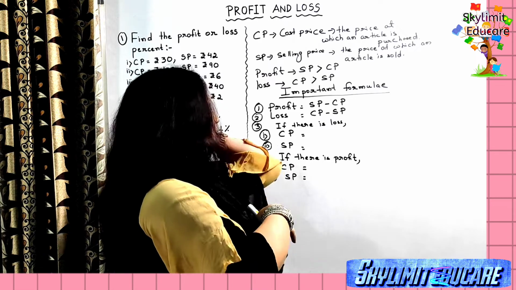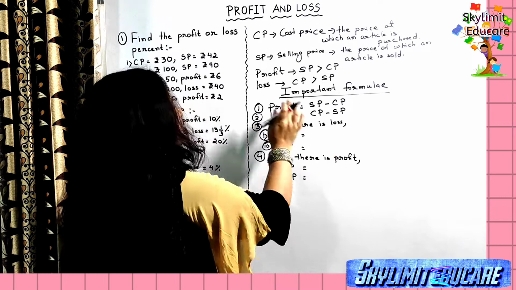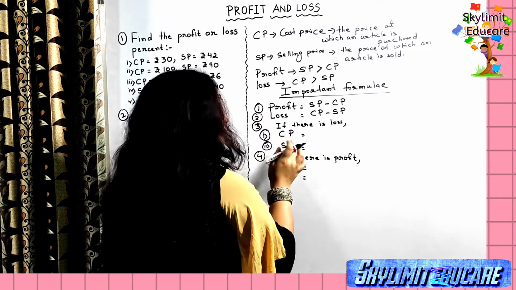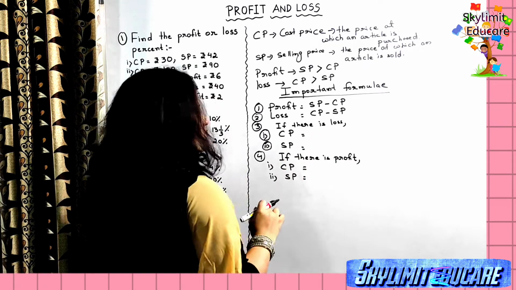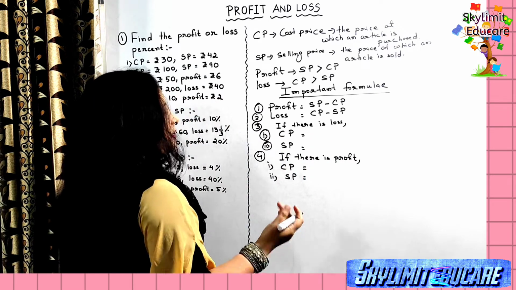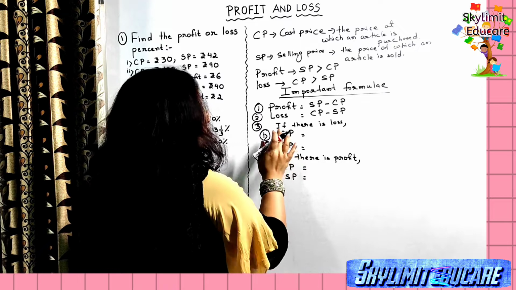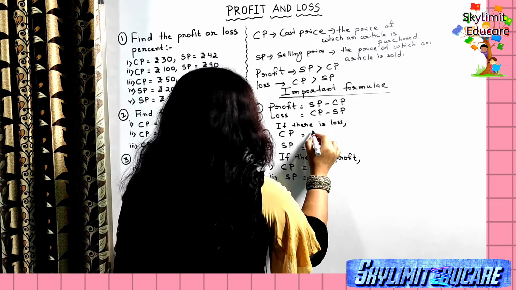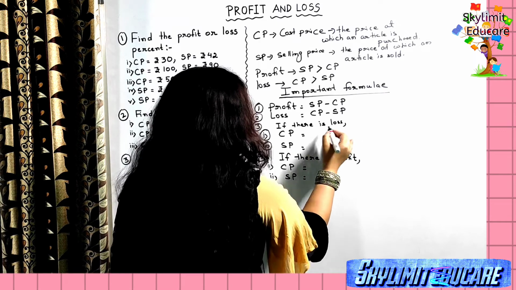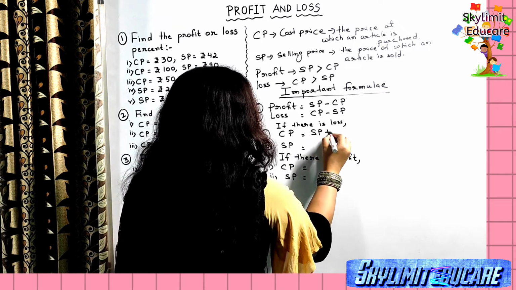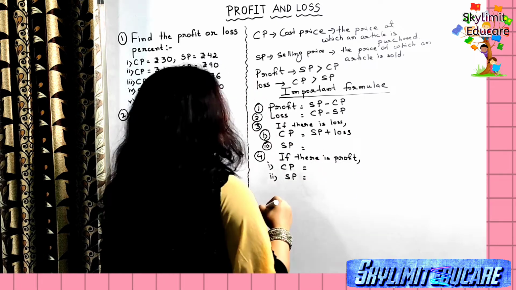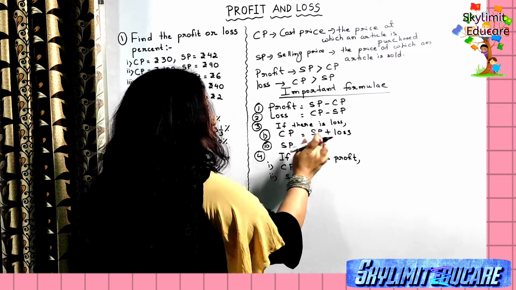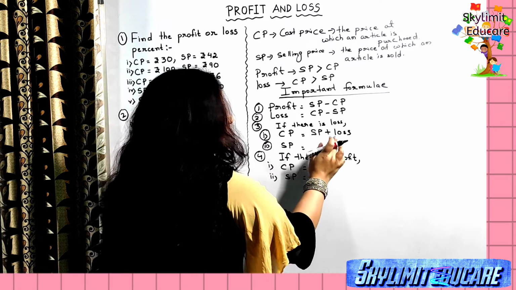Now if there is a loss, means what, students? If there is loss, cost price is greater than selling price. So how will you find CP when you have a loss and you know the selling price? Loss is when cost price is more, so obviously CP will be, when SP is given and loss is given, SP plus loss. Remember it. Cost price, when you know the selling price and loss, is CP equal to SP plus loss.